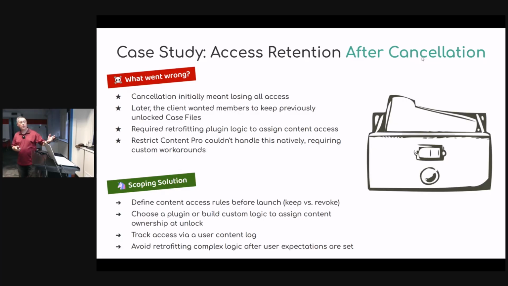So again, what can we do when we're scoping? Define the content access rules before launch. So do we keep it? Do you revoke it? So that conversation really needs to be had. And again, as you were asking, if the client is not thinking about one year, two years ahead, then they should be, because if it does change, you'll be having a conversation to say, well, if you do implement these types of membership models that we had on that list before, that's going to require a change of membership plugin, which is going to be a headache and lots of money for you. That was a big pain.